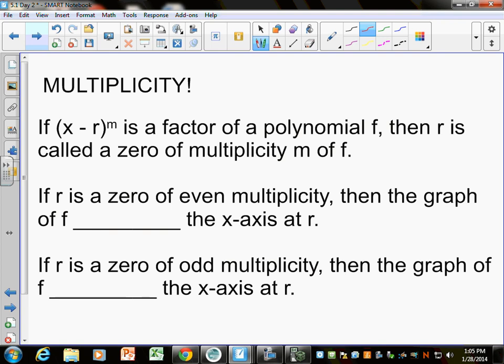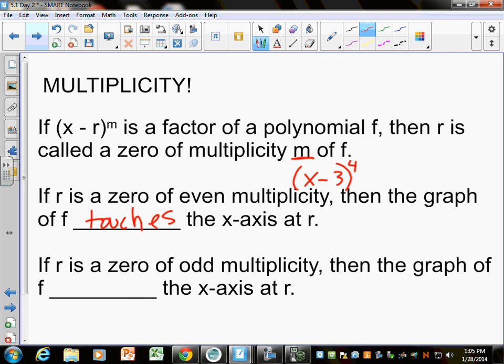Multiplicity. If x minus r to the m is a factor of a polynomial f, then r is called the zero, which we know, and m is the multiplicity. So whatever the exponent is out there is the multiplicity, and the multiplicity tells us a lot. So if r is a zero of even multiplicity, so let's say it was like x minus 3 to the 4th power, if that's an even number, you know it's going to flatten out kind of like x to the 4th did, but we also know that it's just going to touch the x-axis.